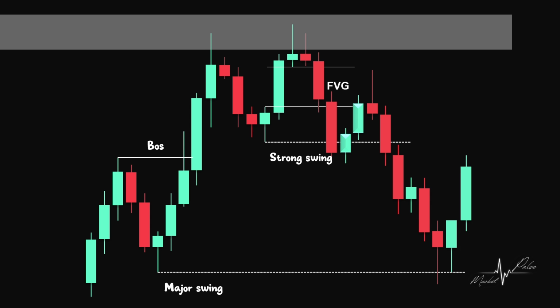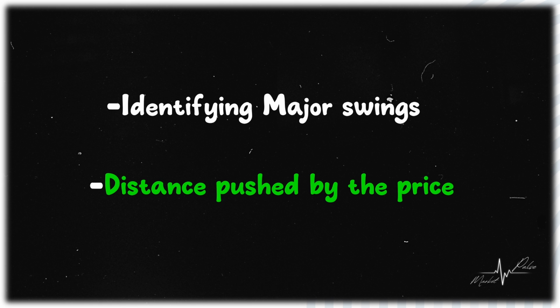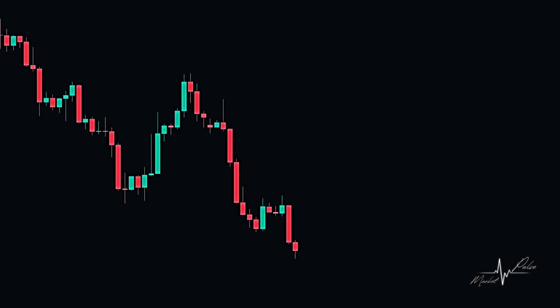Now let's explore the third and final criterion that helps us identify a major swing, the distance pushed by the price. Look at this example. Here, the latest move has created an imbalance and broken the structure level to the downside. By definition, it is a major swing low. Does breaking above this high represent a valid change of character? If you answered no, can you guess what is wrong with this case?